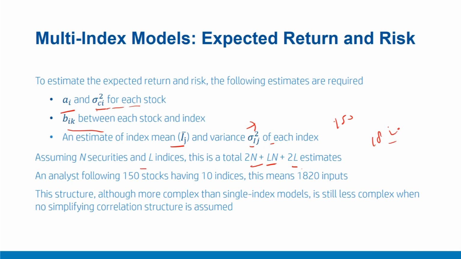Generally, analysts start with the single index model, which is usually the market index, and then keep on adding industry indices. This structure, although slightly more complex than single index models, is still less complex than when no simplifying correlation structure is assumed.